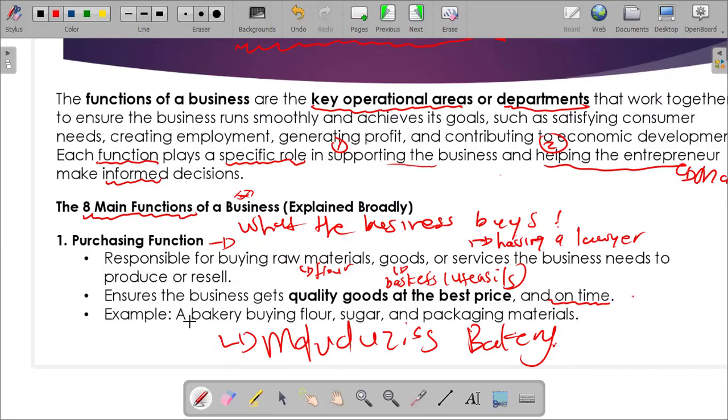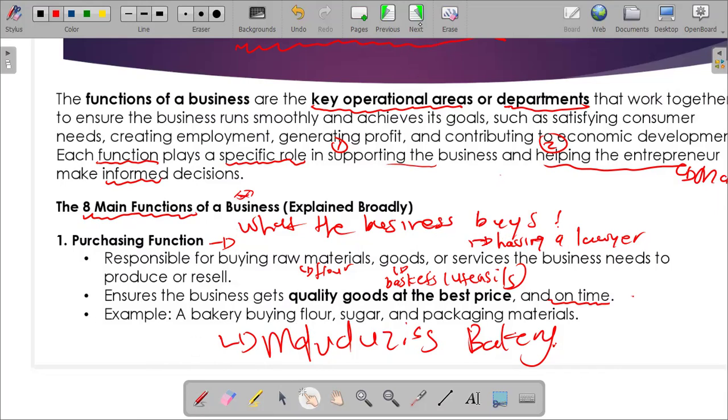So Mduduzi needs to make sure that when he sets out a decision to the manager, he needs to tell them, okay, this is the amount of money that we're going to use, and this is how much you should spend on certain products, and you need to buy good quality products. So number one, the first main function of the business would be the purchasing part, what the business buys.